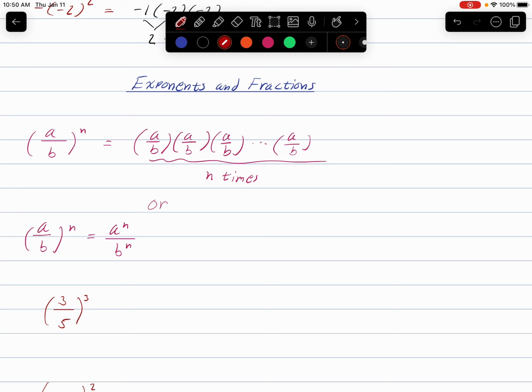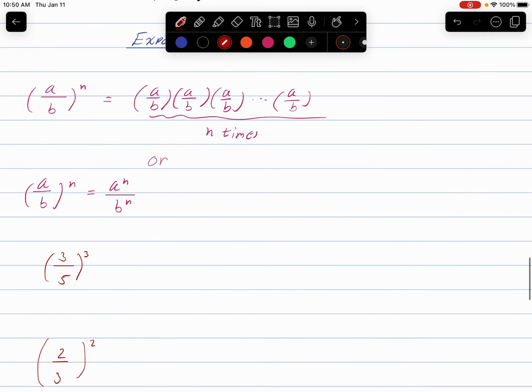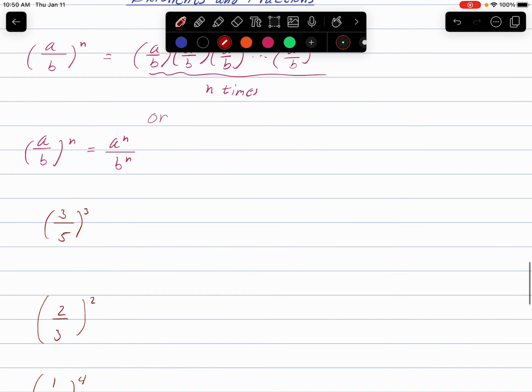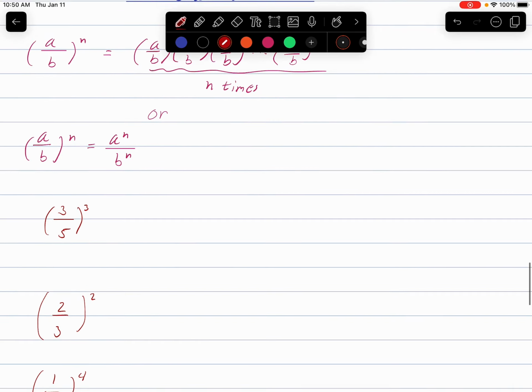Or the other option is that we can distribute this. You can think of it as distributing this exponent to the a and to the b, where we have a to the n over b to the n. Either of those are totally valid. So let's look at a couple of examples here.